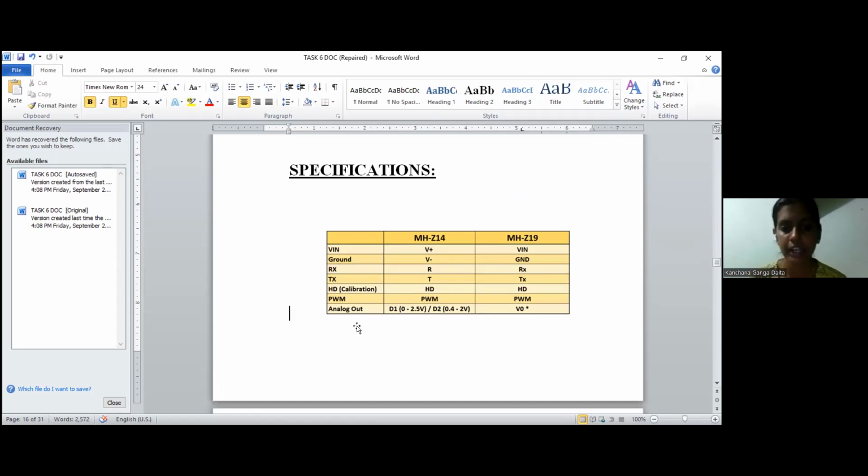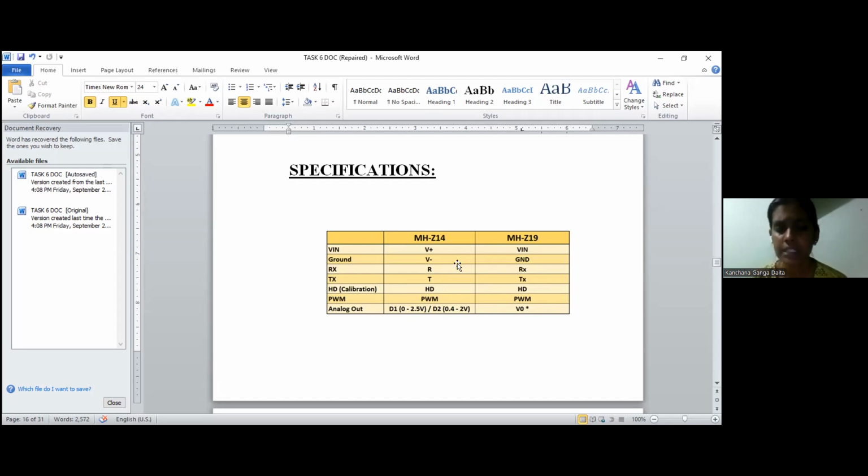The difference is the analog output. The analog output will be in the complementary action of the digital output. That's why we have a star here. Here we have 0 to 2.5 volts and 0.4 to 2 volts. But in the digital way, we can have the complementary action of V naught that we have got. It also works on pulse width modulation in both devices. The hysteresis operation will be done in both devices.